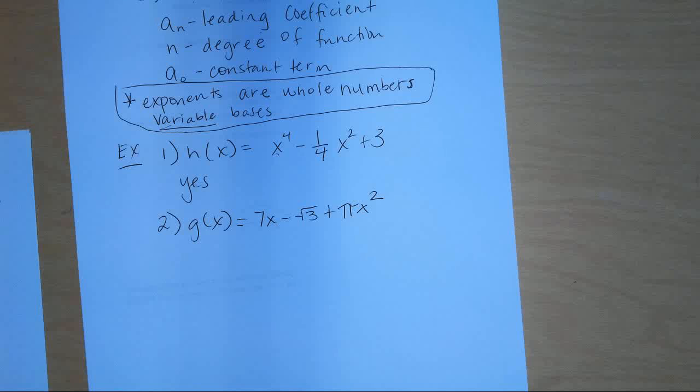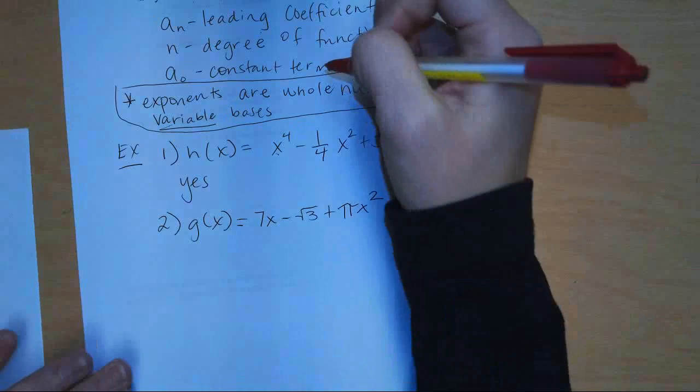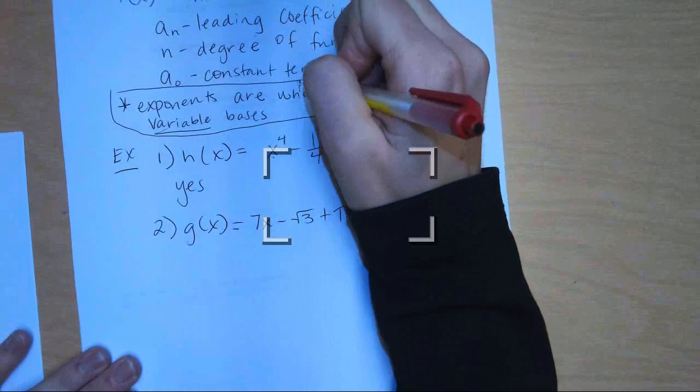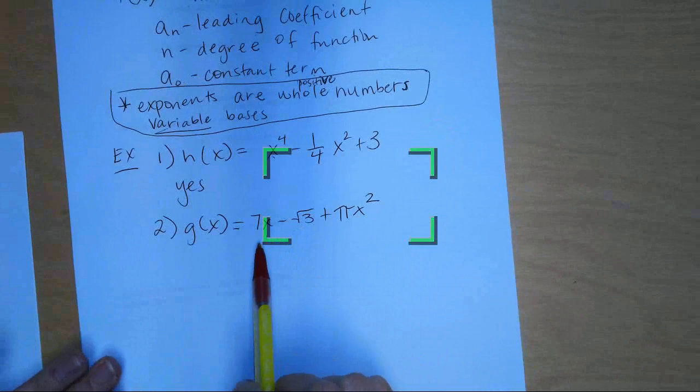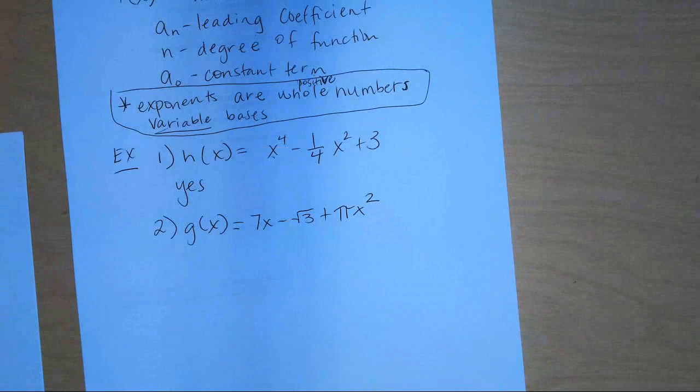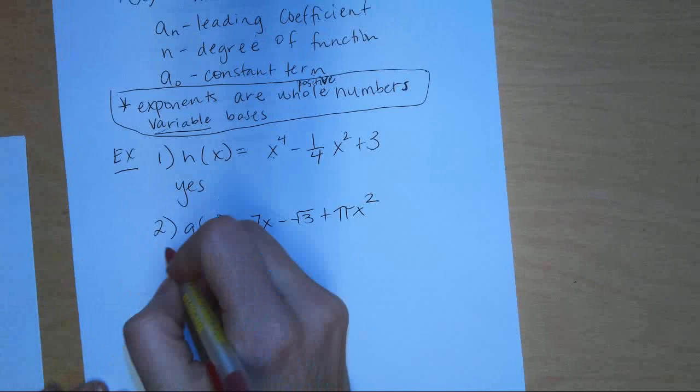Variable bases and exponents are whole numbers. In fact, they should be positive whole numbers. Let's go ahead and write that in. Positive. Okay, so are they all positive whole numbers on the exponents? Yes. Are the variables all in the base? Yes. I'll show you an example of what it would look like to not be.